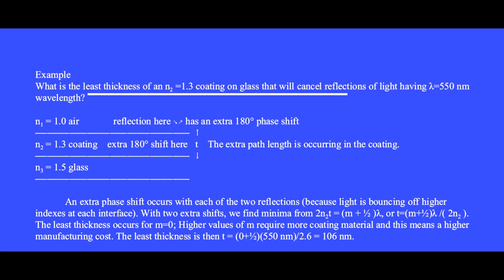We want to find the least thickness of coating that will cancel reflections of light having a 550-nanometer wavelength lambda. Since we have two extra phase shifts, we find minimum from the usual minima equation. That's 2 n2 t equals m plus a half lambda. The least thickness occurs for m equals 0. Leaving the wavelength in nanometers, we get the least thickness to be 106 nanometers.